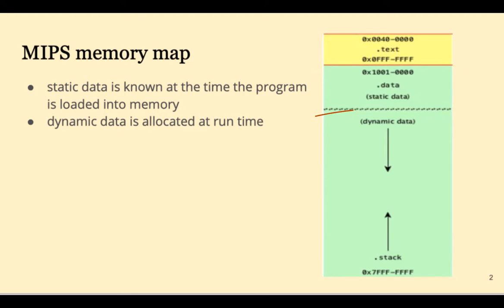Notice that the largest portion of memory is for the stack and dynamic data. Dynamic data is allocated at runtime. For example, in Java, when you use the new keyword, you're allocating memory dynamically. Dynamic data is often called the heap. At the bottom of the memory and growing upwards is the stack. We'll use the stack in some of our function calls. Notice that the stack and dynamic data are growing towards each other.